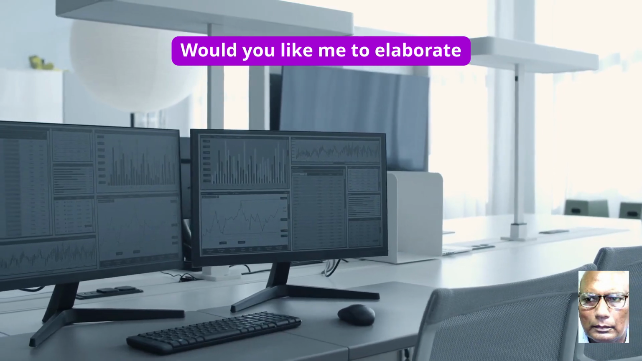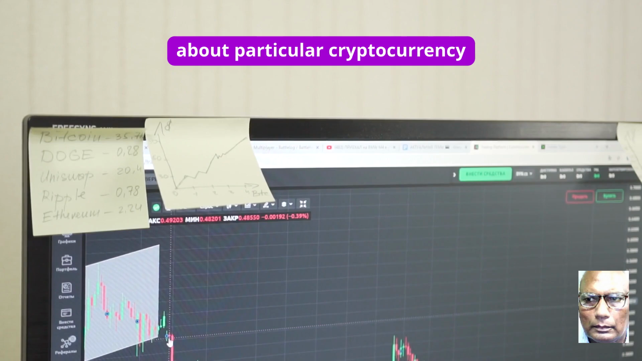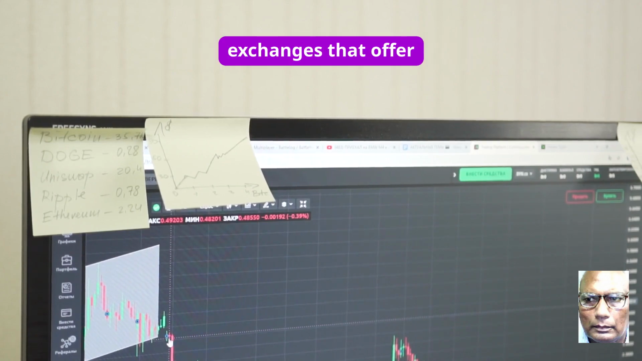Would you like me to elaborate on any specific aspect of the strategy or add information about particular cryptocurrency exchanges that offer options trading in the USA?